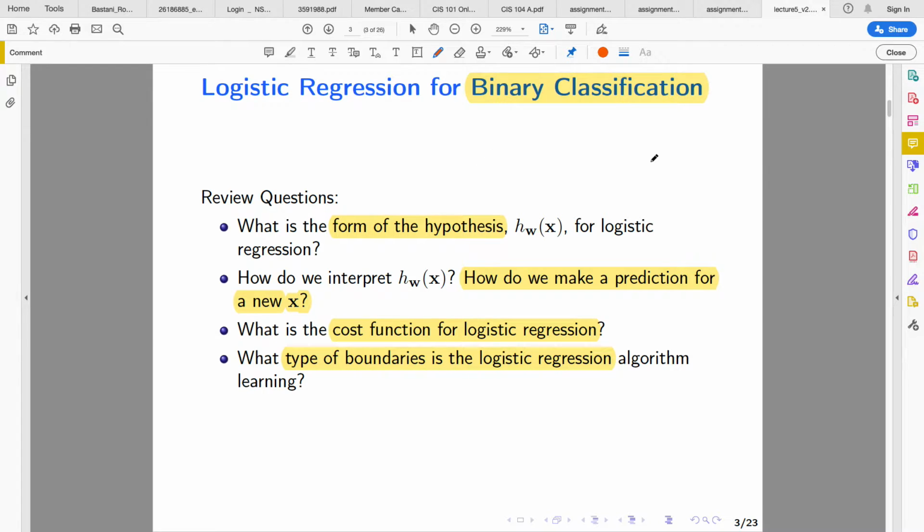Remember, for logistic regression for binary classification, some of the review questions: what is the form of the hypothesis HW of X for logistic regression? You may want to pause to be able to answer these questions yourself. You will remember that the form of the hypothesis for logistic regression is very close to linear regression. And as I just mentioned, the only difference is that whatever we have calculated, that is our W transpose of X, we squash this into a sigmoid, and that is the form of our hypothesis. This gives us our HW of X. So this is essentially what makes the difference.